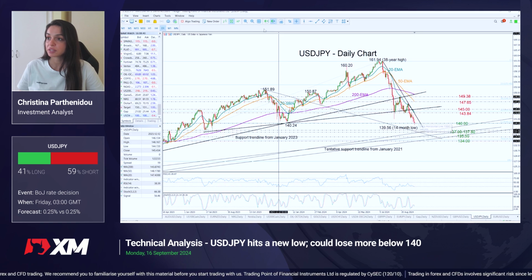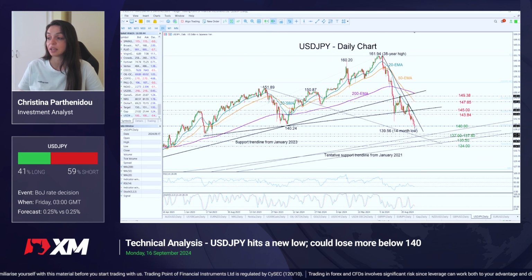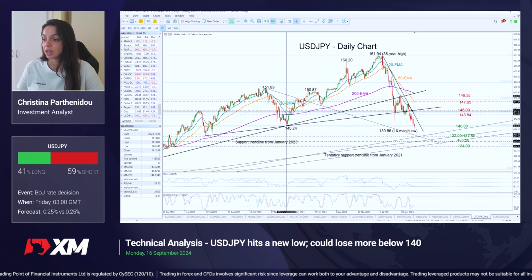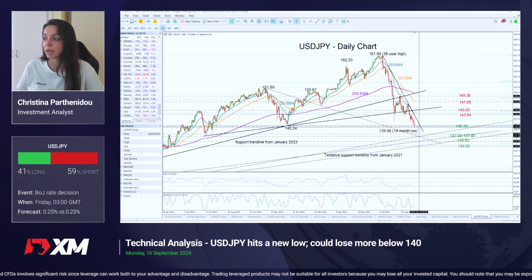Now, as regards the technical picture here, dollar yen hit a 14-month low of 139.56 earlier today. It violated the base of December 2023, resuming its downward pattern, but it has yet to close below the 140 level.